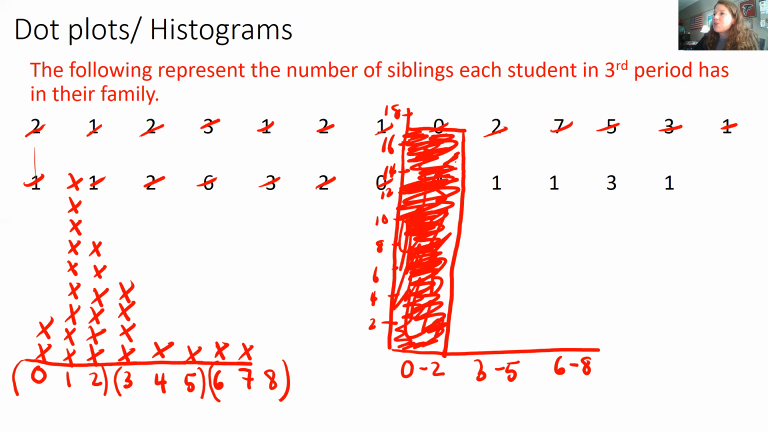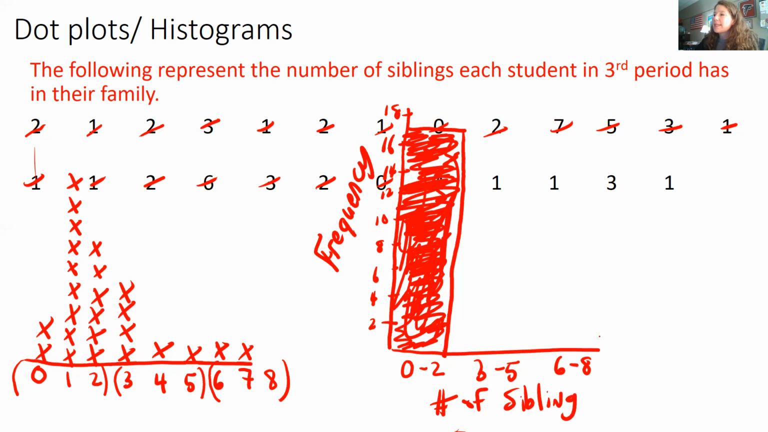All right, now make sure you always want a title for your graph. You also want to label what these numbers represent and what these numbers represent. So since these represent the number of people we asked, we can call this frequency. And these are the number of siblings. And the title of my graph could be the question, basically, how many siblings do you have? Number of siblings per student.